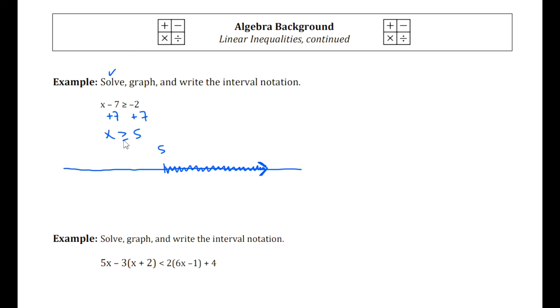Since this includes 5, 5 is a solution. 5 is greater than or equal to 5. We have the equal sign at the bottom of that inequality. We use a bracket instead of a parenthesis, and the bracket is going in the direction of the graph.